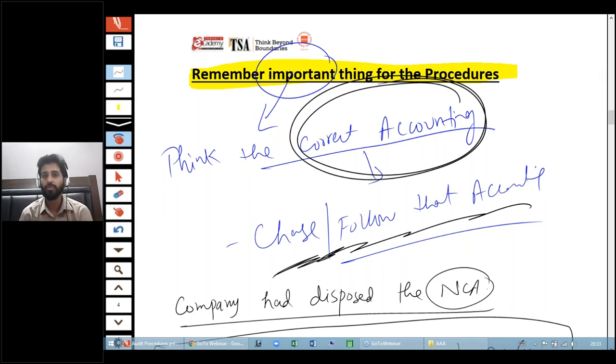The important point to remember is that while writing the procedures, you should think of the correct accounting treatment and you should chase that accounting treatment accordingly.